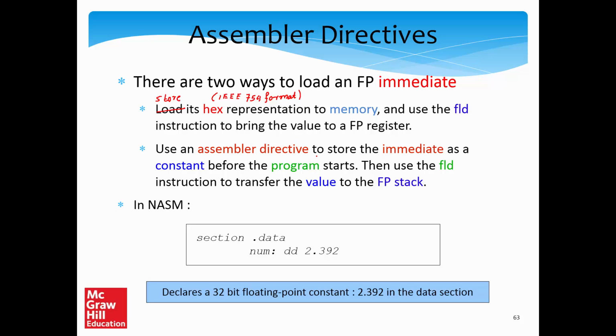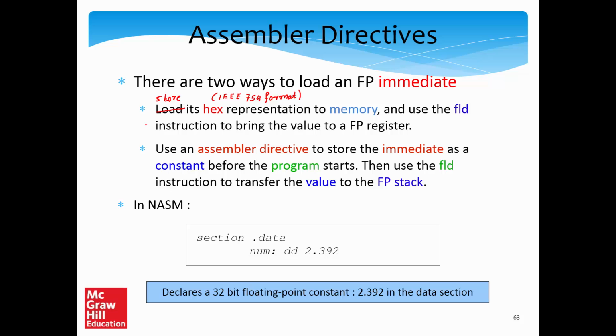Otherwise, we can use an assembler directive to store the immediate as a constant before the program starts. What would the assembler do? The assembler will essentially insert code to convert it into hex and store it in a certain area of memory. And then we can use the FLD instruction to transfer the value to the FP stack. So in a sense, both of these points are the same. Either the assembly programmer manually converts a floating point number to its hex representation, stores it to memory and then reads it to the floating point stack, or we let the assembler do exactly the same thing.